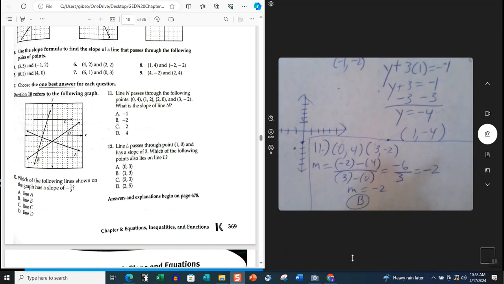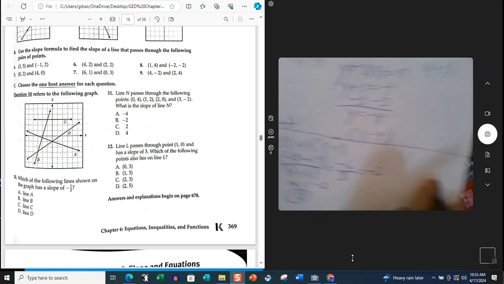Okay, now we move on to problem number 12. It says line L passes through point 1, 0 and has a slope of 3. Which of the following points also lies on line L? So we have a couple options we could do. Like we have traditionally done, because I don't want to take all of the time going through each problem, I'm going to pick out the correct answer and then show you what you would have done to get it. The correct answer would be C, which is 2, 3.